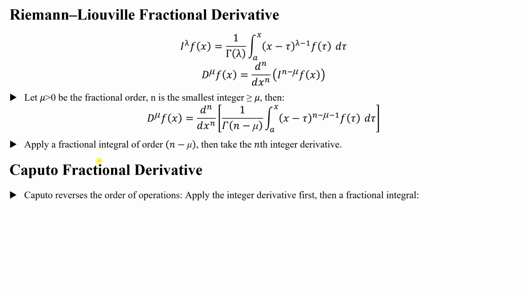So the Caputo reverses the order of operation. Apply the integer derivative first, then a fractional integral. So if you look at the function here, we took its integer derivative, this one for the function, and then we applied the integration, this one. So you can see they are inverted, as you can see right here.